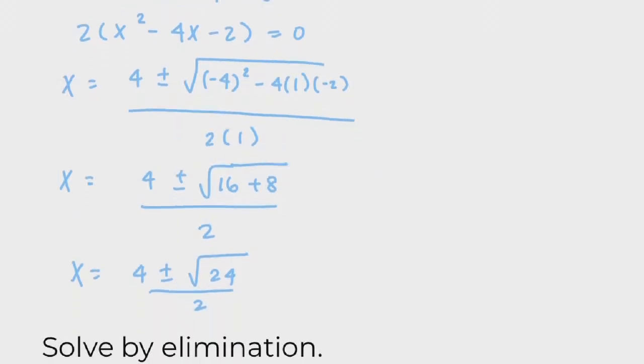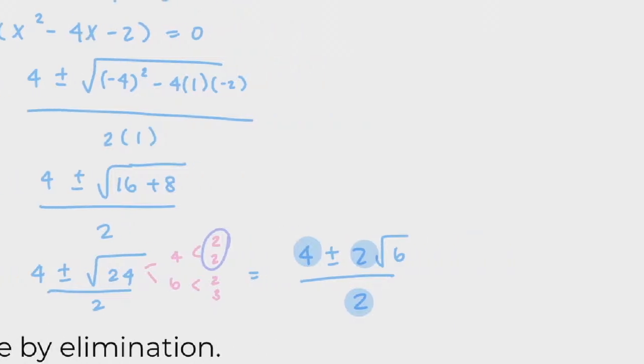And 24 breaks up into 4 and 6, and 4 is 2 and 2. 6 is 2 and 3. So there are a pair of 2's that can come out. So this would equal 4 plus or minus 2 rad 6 over 2. And since all 3 of these numbers are divisible by 2, we can simplify this to 2 plus or minus square root of 6. So that's what x equals.